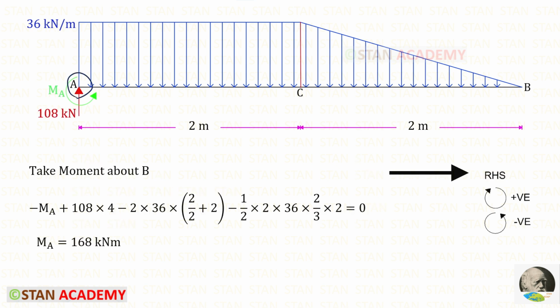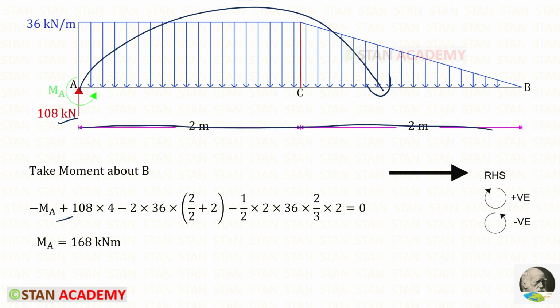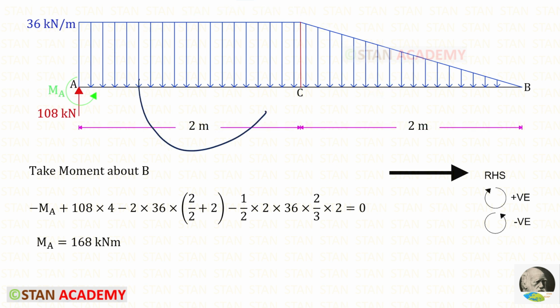From the point A, we can take a moment about B and we can find MA. In this case, we have to follow right hand side rule. MA is acting in the anti-clockwise direction, so it will be negative. RA is acting in the clockwise direction, so it will be positive, and the distance is 4. The UDL and the UVL are acting in the anti-clockwise direction, so both of them will be negative. For both of them, we have to multiply the area with the centroid distance.